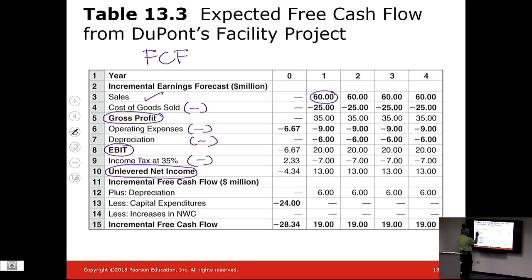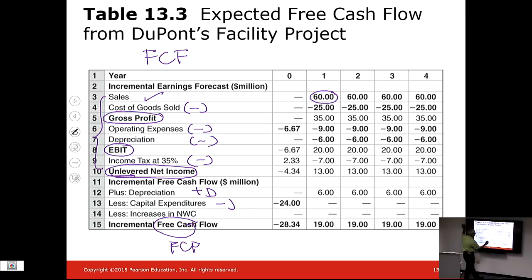Why is this unlevered net income? Because we have not considered the impact of interest over here. We have excluded interest from our calculation. That's why it's called unlevered net income. Now to get us from unlevered net income to FCF, what do I have to do? I have to add back the depreciation, since it's a non-cash charge.